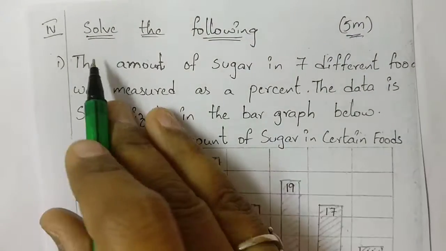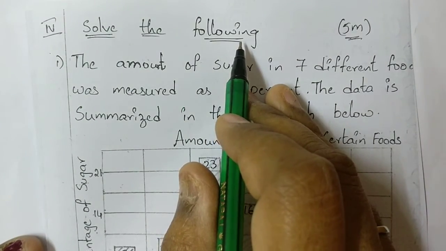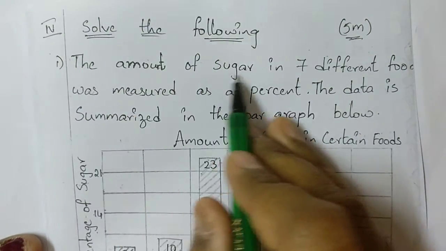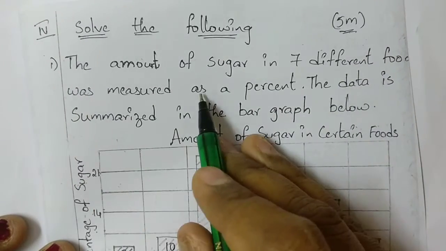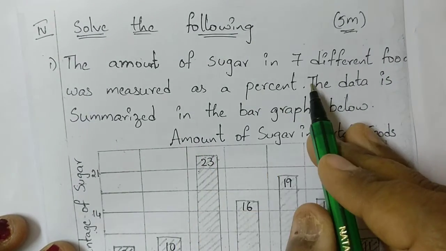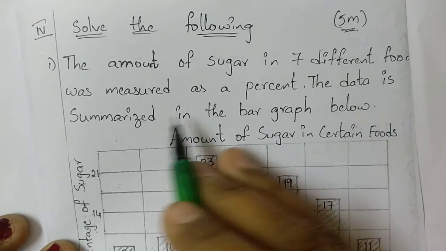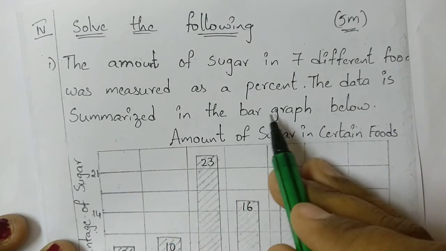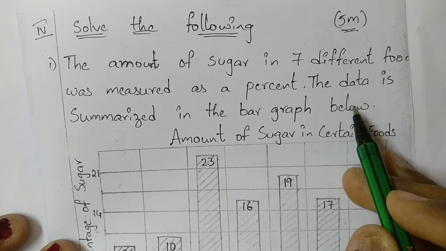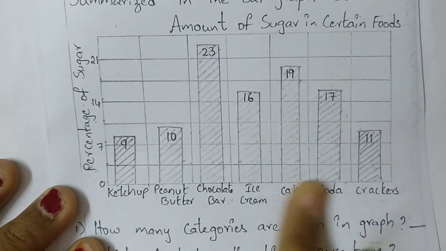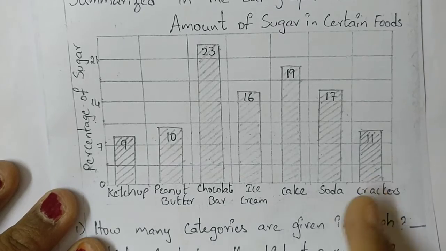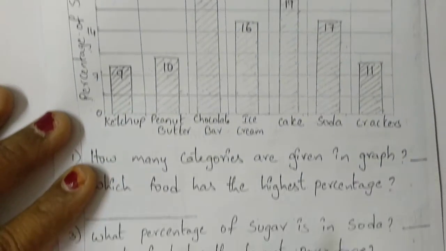Next Roman is: solve the following. The amount of sugar in 7 different foods was measured as a percent. Now the data is summarized in the bar graph below. Here they have given one bar graph to you, Nana. By observing this bar graph, we have to write the answers.